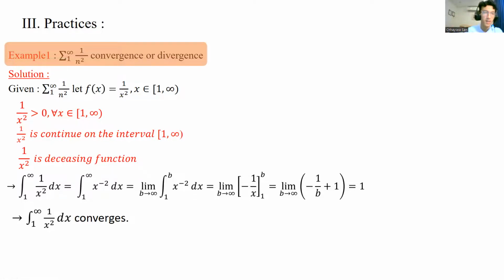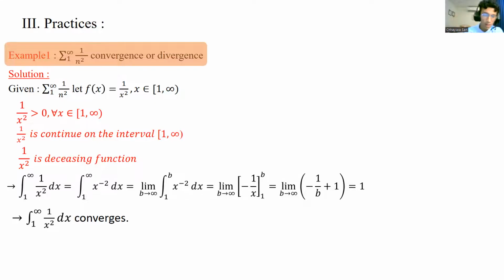Another one is that 1 over x squared is continuous on the interval, which means there is no point that makes 1 over x squared discontinuous. It's also a decreasing function, since as the value of x becomes bigger and bigger, the function value will approach 0. So it's a decreasing function. This means the function passes the three conditions, and now we can apply the integral test for the series.